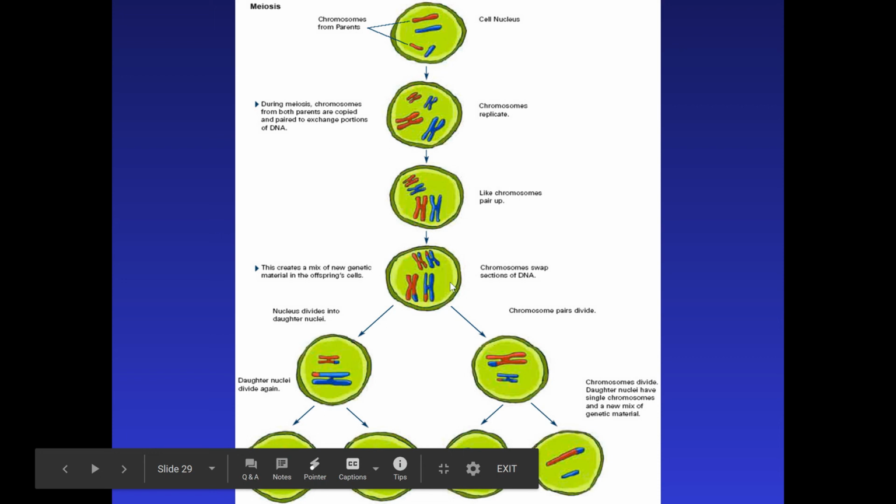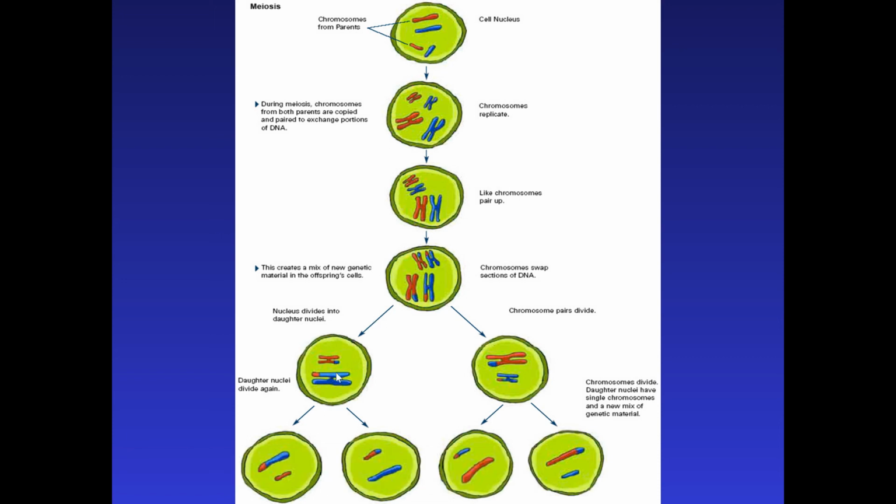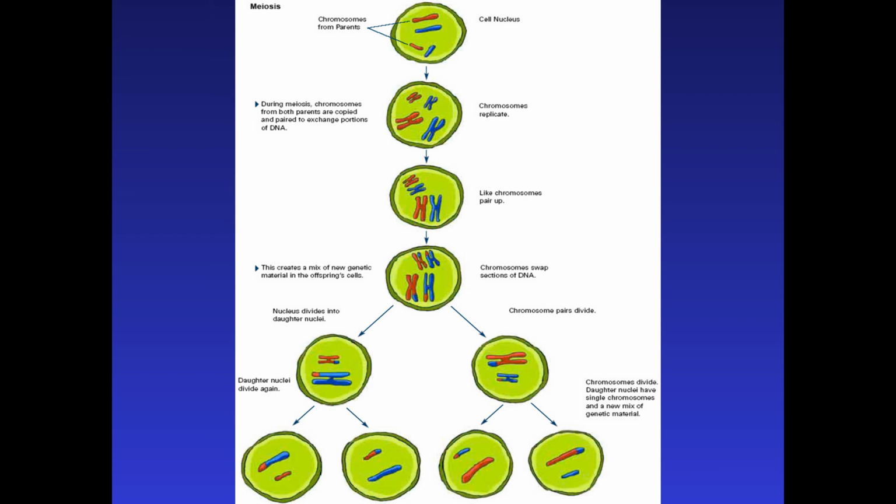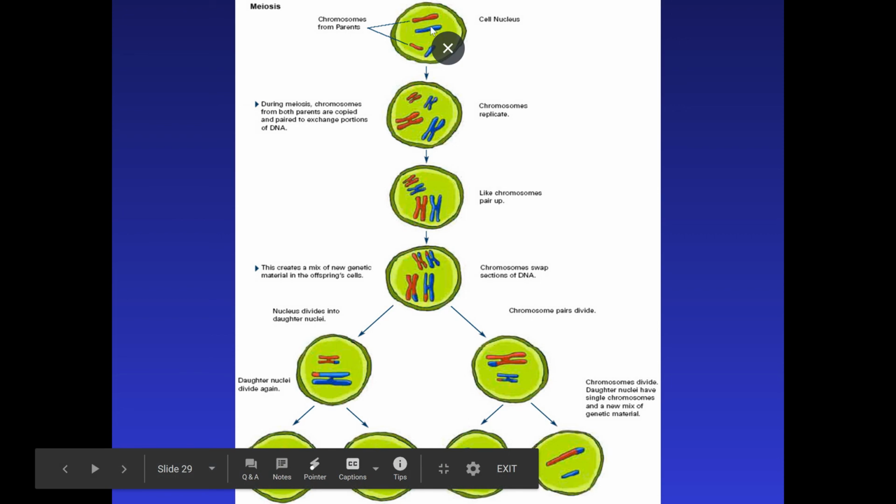So here we have 4 chromosome pairs, now we have 2 and 2, and now we have a little piece of the chromosomes in each gamete. These are the 4 gametes that are produced from one single cell. So you're taking one cell and you're making 4 new ones.